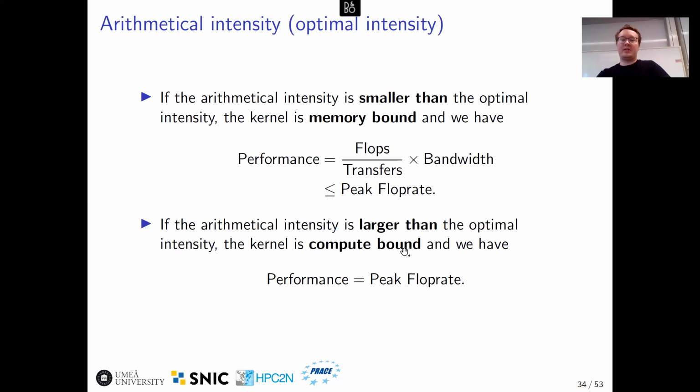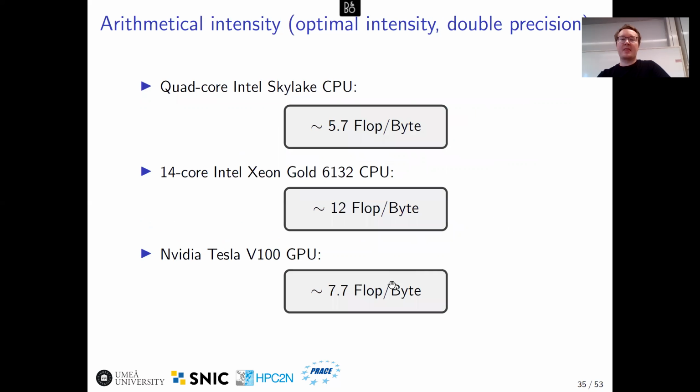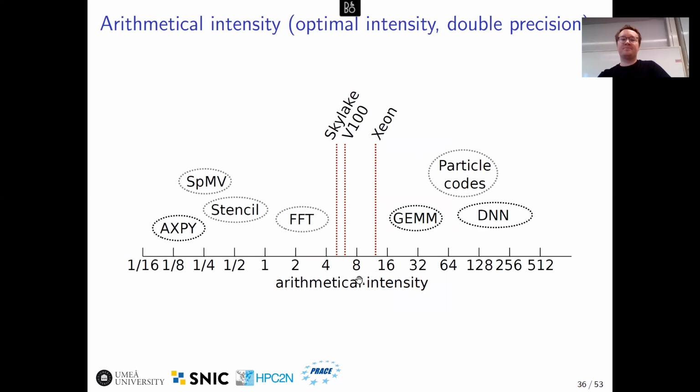And in case of other code where the arithmetical intensity is larger, we will end up evaluating this function as peak flop rate. And then we could go and look through different optimal arithmetical intensities. And for this desktop CPU, we will get a number of 5.7 flops per byte. For the 14-core Xeon one, we will get a number of around 12 flops per byte. And for the V100, we will get a figure of 7.7 flops per byte.